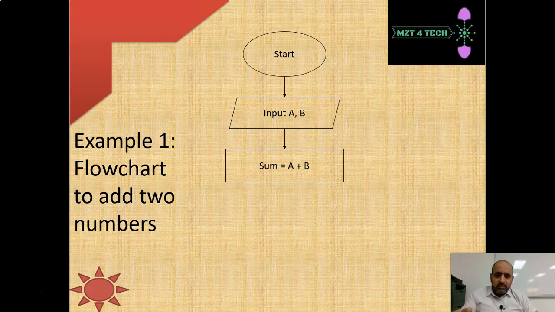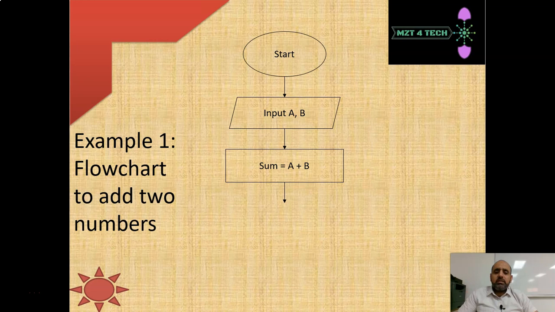What calculations is it going to do? It is going to add these two numbers, meaning the values stored in A and B. Suppose A has 10 and B also has 10. So sum is equal to A plus B, meaning 10 plus 10. So the result should be 20.